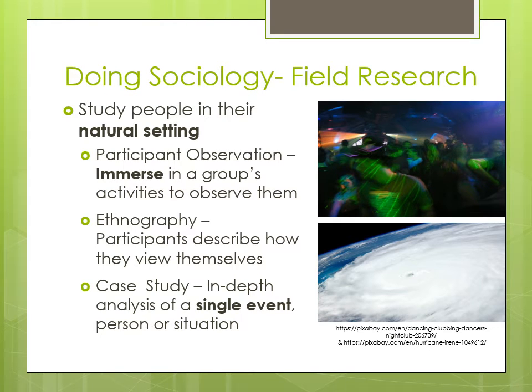Another tool for doing sociological research is field research. This is where sociologists study people in their natural setting. One way is called participant observation, where the researcher goes into the group and they may or may not tell the group that they are being observed. So they immerse themselves in the culture, in the group, in the setting, so that they can get very rich data. Now, this can bring some ethical questions.